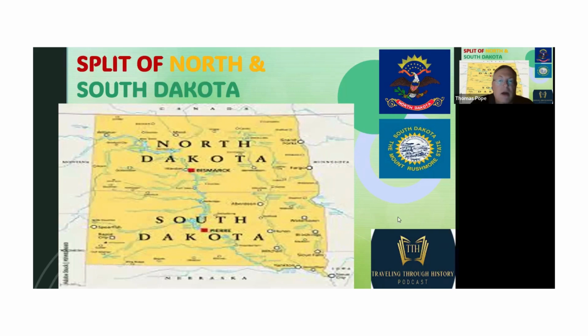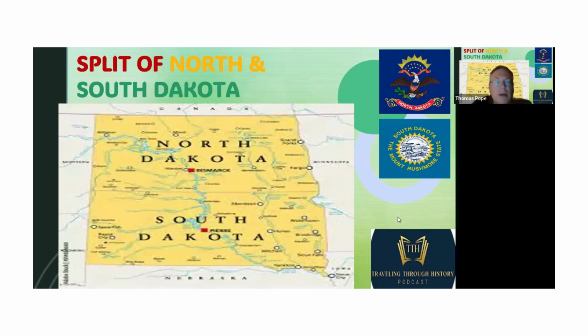The territorial governor, Nehemiah G. Ordway, moved the territorial capital from Yankton to Bismarck in 1883. The capital grab, which moved the capital away from the majority of the population, fueled more resentment from the south toward the north. The southern part was anxious for statehood so they could have their own capital, and had already crossed the 60,000 population necessary for statehood.